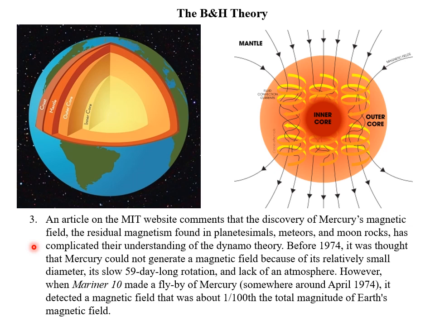However, when Mariner 10 made a flyby of Mercury somewhere around April 1974, it detected a magnetic field that was about 1/100th of the total magnitude of the Earth's magnetic field. So it has a magnetic field, but it's not supposed to, according to the dynamo theory. See, the dynamo theory obviously is two things. It's not predictive, okay, which is a mark against it, and its parameters are not correct, because Mercury has a magnetic field, but it doesn't meet the minimum required parameters.